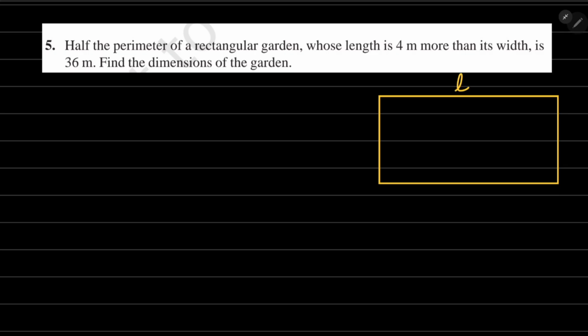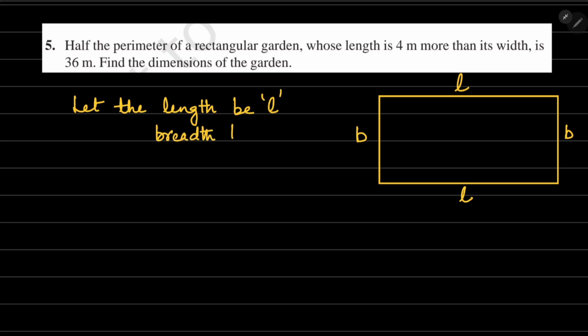So here let the length be L, let the width be B. Okay, so you can write what is given here. Let's write what is given. You have to find the dimension. So let the length of the garden be L and the width or the breadth of the rectangular garden be B. What is your perimeter formula?